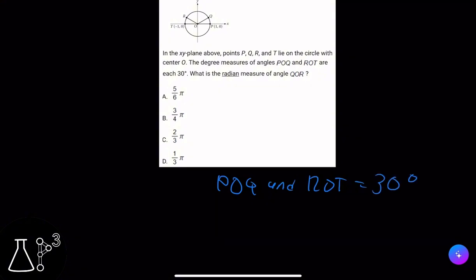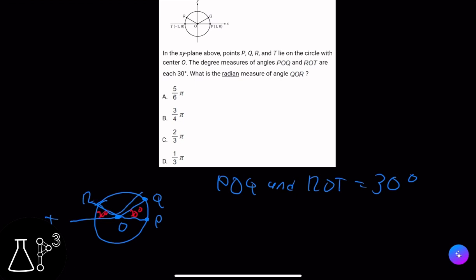So if I look at the circle, let me redraw it really quickly. The center is O, and they're giving me R, and T is over here. So over here we have the angle measure of 30 degrees. And then if I draw POQ, P is over here and Q is on top. So we have another angle measure, and I get 30 as well. And then we're looking for the radian measure of QOR, which is here basically.